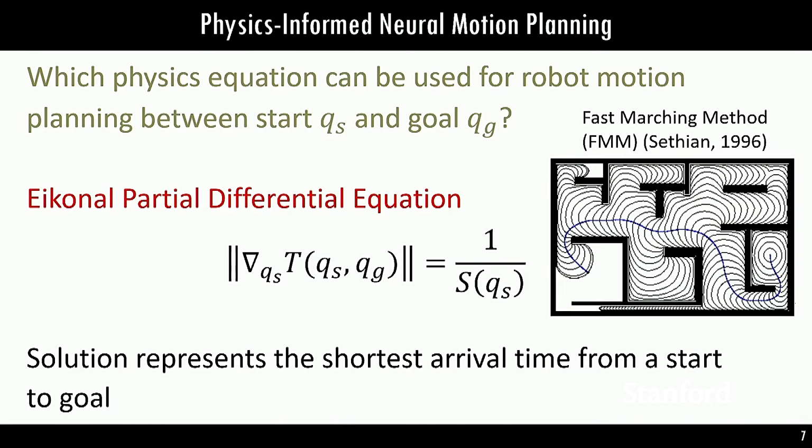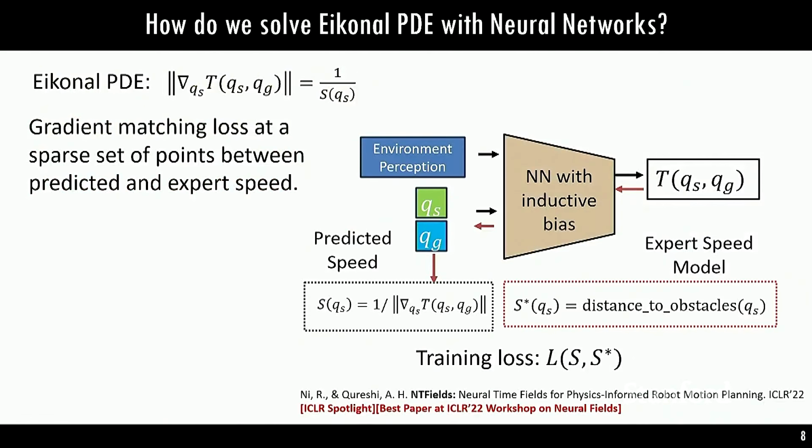So numerically, there is a method called FMM, fast marching method. It solves this PDE, but it's a numerical approach. It cannot scale beyond 3 dimensions. So when we studied this PDE, our main interest was, can we scale it beyond 3 dimensions to actual complex robot systems? So neural networks gave us a possible way: instead of using a numerical solver, we can use a neural network to solve this PDE in high dimension.